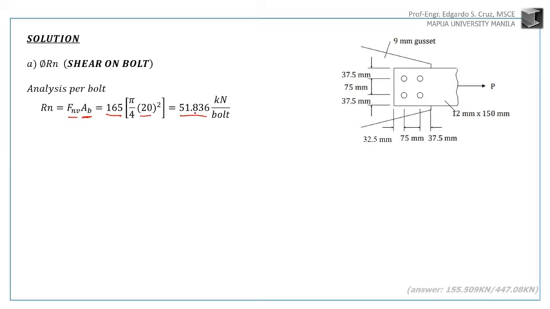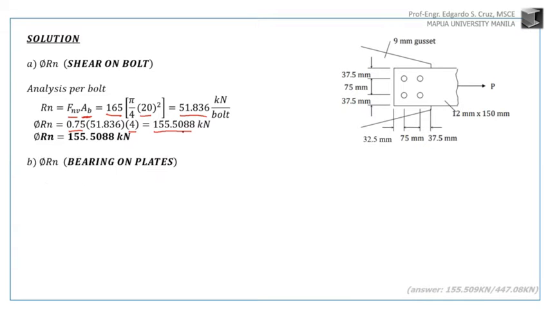To get the shear strength of the whole connection, I multiply the 51 by the 4 bolts. Then this Rn, I multiply by phi so it becomes the design strength. So I multiply by the resistance factor 0.75, and there are 4 bolts. This is the total design shear strength of the whole connection, considering shear on bolts. That is the easiest, shear on bolts.